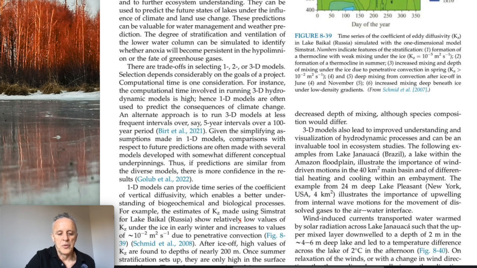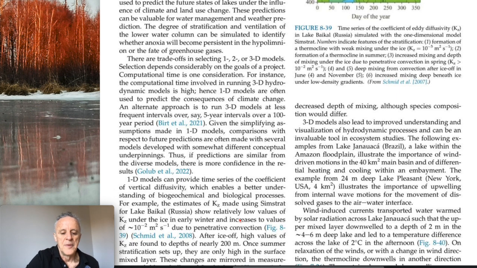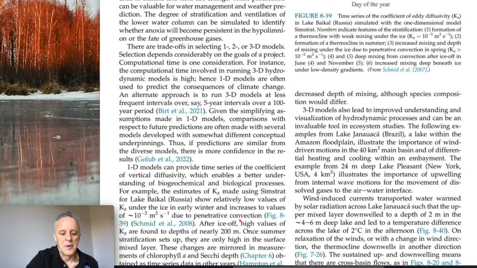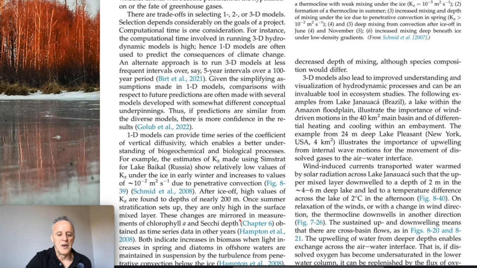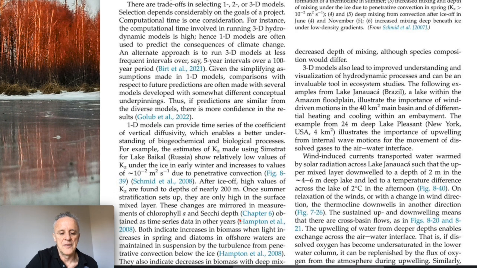1D models can provide time series of the coefficient of vertical diffusivity, which enables a better understanding of the biogeochemical and biological processes. For example, the estimates of Kz made using SimStrat for Lake Baikal show relatively low values of Kz under the ice in early winter, increasing to values of 10 to the minus 2 meters squared per second due to penetrative convection. After ice-off, high values of Kz are found to a depth of nearly 200 meters. Once summer stratification sets up, they are only high in the surface mix layer.